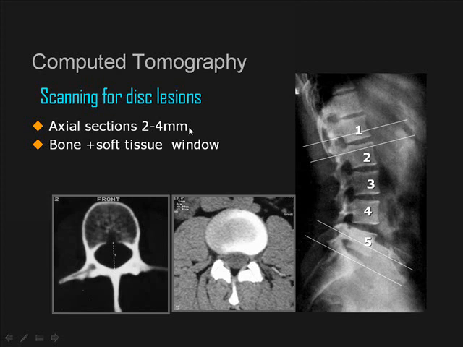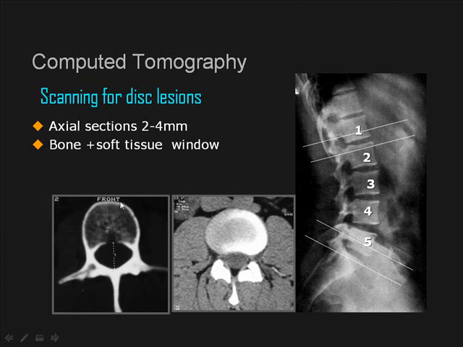Then you obtain axial sections in the lumbar spine. We take the sections every 4 millimeters. In the cervical spine, because of the small size of the disc, we reduce the scanning distance to 2 millimeters every section. Then after the sections are projected on the screen, you should look at the sections in 2 windows.